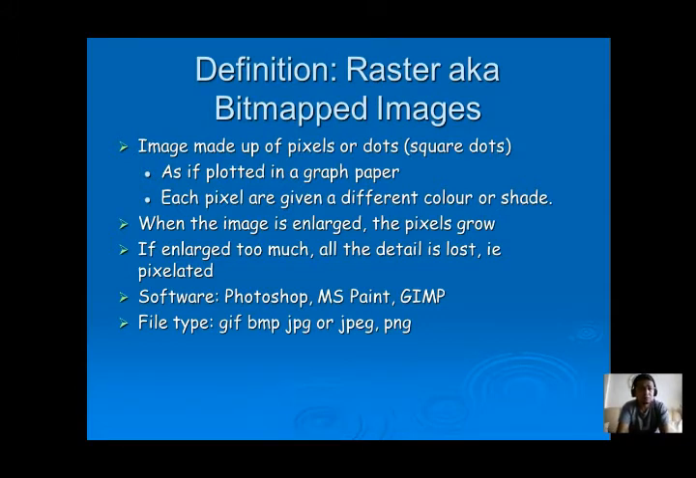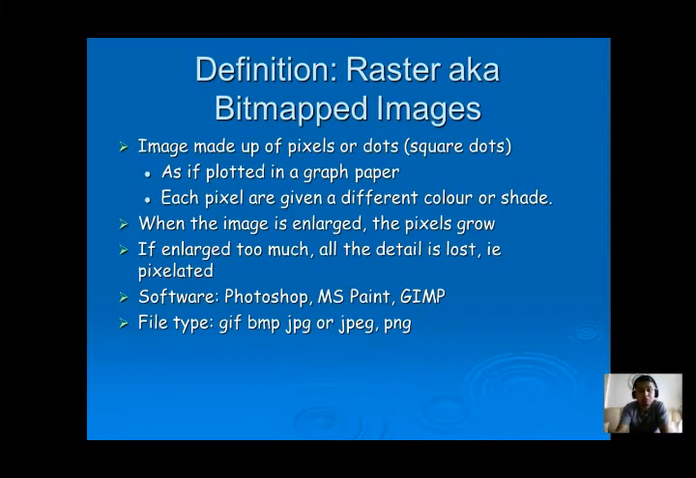Now, if you look at the raster image, when the image is enlarged, you'll see that the pixels tend to grow, and if you enlarge such an image, all the details are lost, and in the end it becomes pixelated. You will also see a lot of jagged edges appearing across the periphery of these square dots as you zoom in into the image. Now, the software that is often used to manage raster or bitmap images are Photoshop, your very own MS Paint, and GIMP, okay, and the file types that are related with raster images are GIF, BMP, JPG or JPEG, and PNG files.